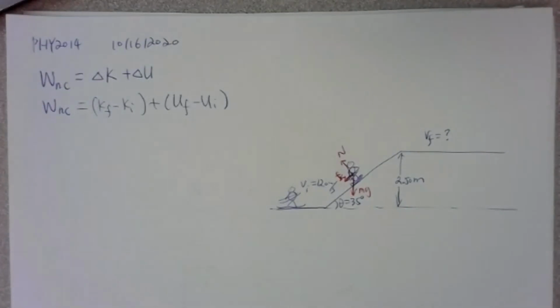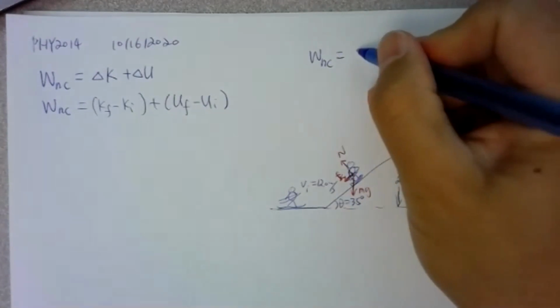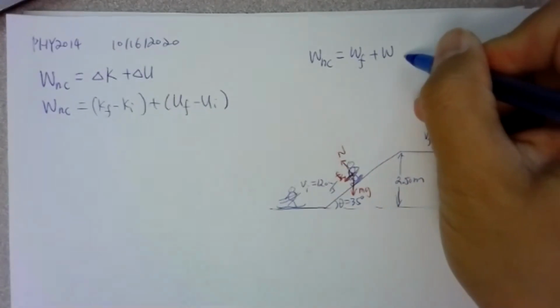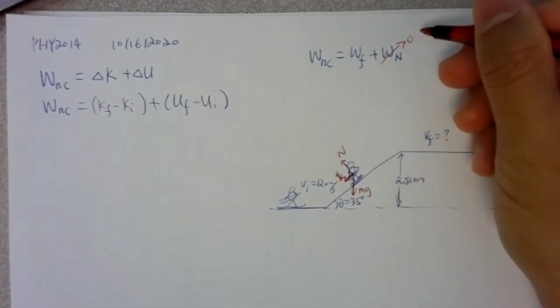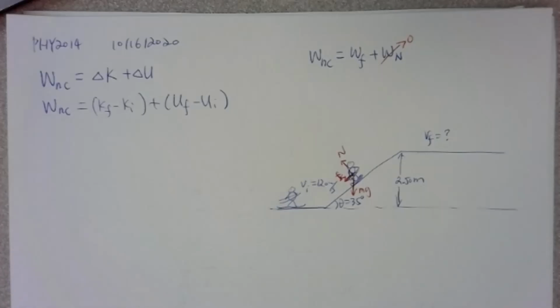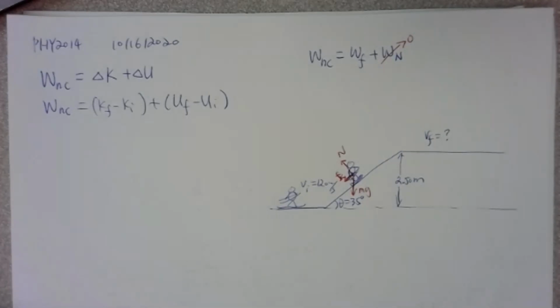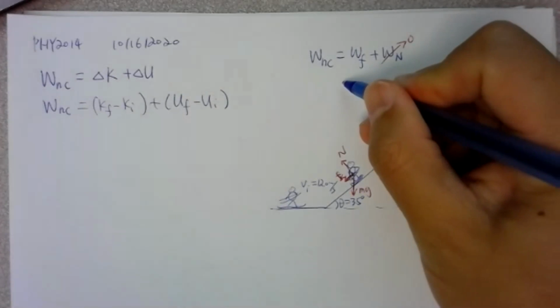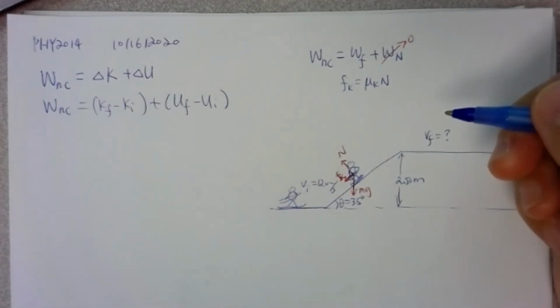On the left-hand side is the work done by the non-conservative forces. We have two non-conservative forces, so there will be work done by the friction force and work done by the normal force. But as we say, the normal force always does zero work because it's perpendicular to the surface, and the motion is along the surface. So the non-conservative work is only by the friction force. The friction is kinetic friction, so F_k should be equal to mu_k times the normal force.